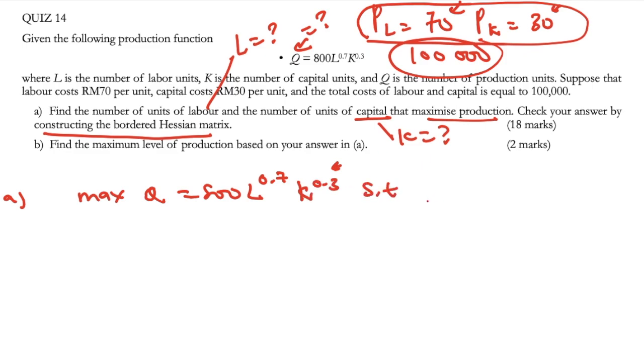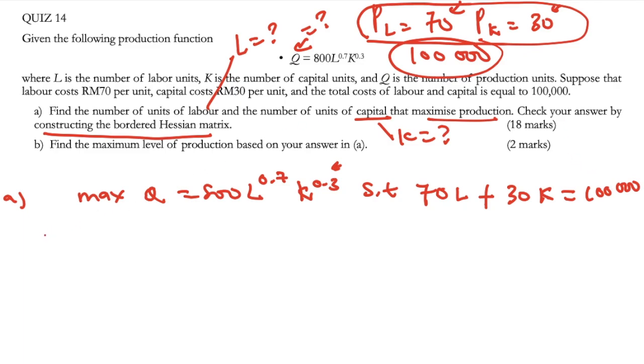So what is your cost? 70 L. Okay, price of labor times quantity of labor plus 30 K. Price of capital, which is 30 times quantity of capital K, must be equivalent to 100,000.